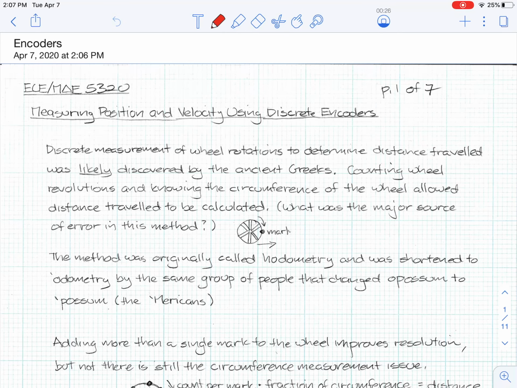Now, this all sort of starts with discrete measurement of wheel rotation. So I believe that this was discovered by the ancient Greeks. If I have a wheel, as I show down here, I can put a mark on the wheel and then measure the circumference of the wheel. And every time the mark goes by at the end, I take the number of rotations times the circumference, and I get the distance traveled.